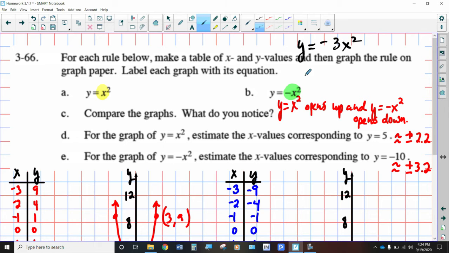For the -3x squared. So now for the other parts, it says for the graph for y equals x squared, estimate the value when y is equal to 5.